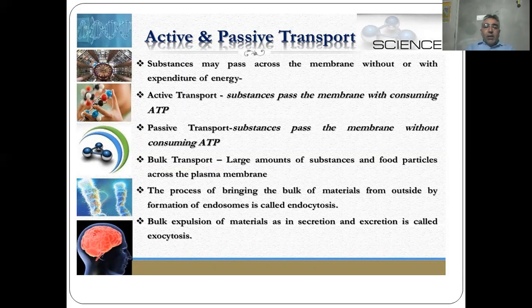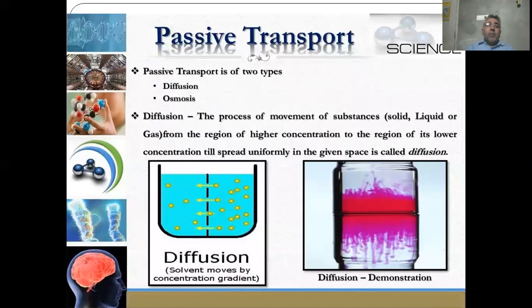Passive transport: substances pass the membrane without consuming ATP. Bulk transport: large amounts of substances and food particles across the plasma membrane. The process of bringing bulk material from outside by the formation of vesicles is called endocytosis, and bulk expulsion of material, as in secretion and excretion, is called exocytosis. Passive transport is of two types: diffusion and osmosis. Diffusion is the process of movement of substances, that is solid, liquid or gas, from the region of high concentration to the region of lower concentration till they spread uniformly in the given space.